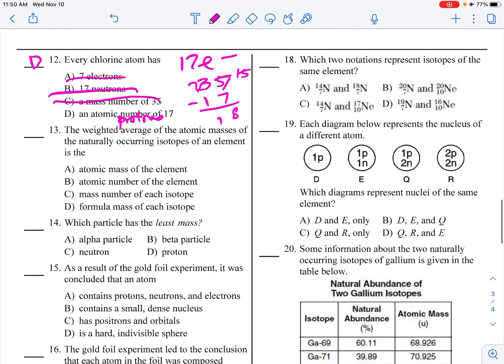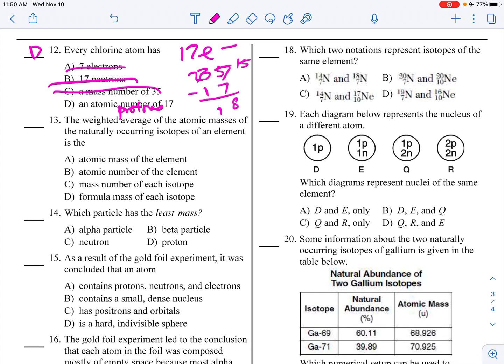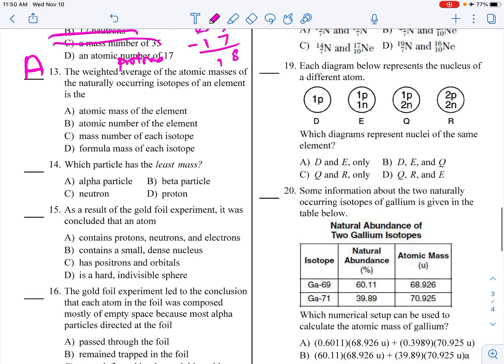The weighted average of the atomic masses of the naturally occurring isotopes of an element is the atomic mass. That's why you have all those decimal places. Another one about least mass. Mass of 4, mass of 0, mass of 1, mass of 1.